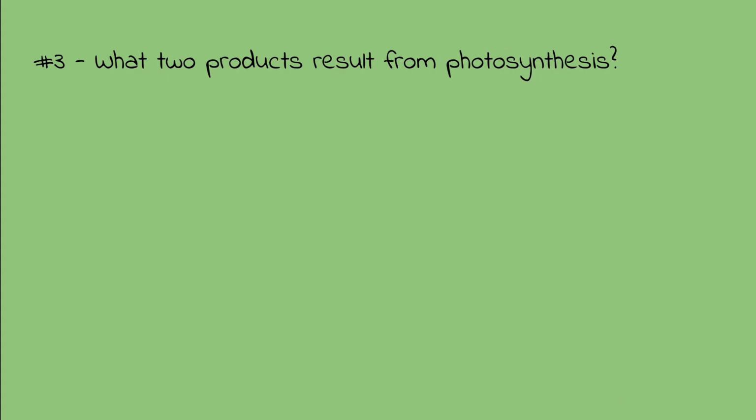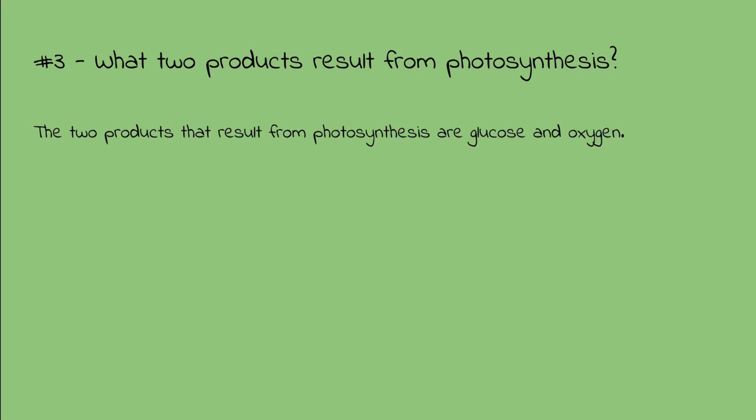Number 3. What 2 products result from photosynthesis? The 2 products that result from photosynthesis are glucose and oxygen.